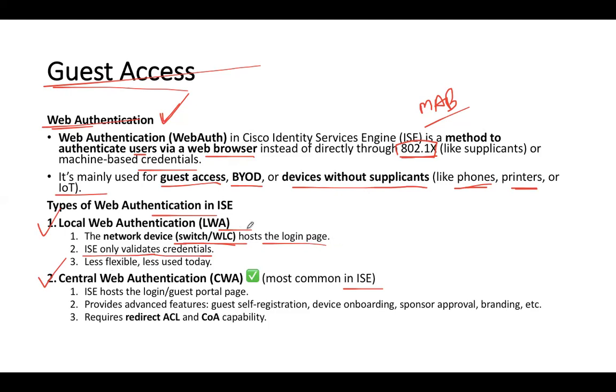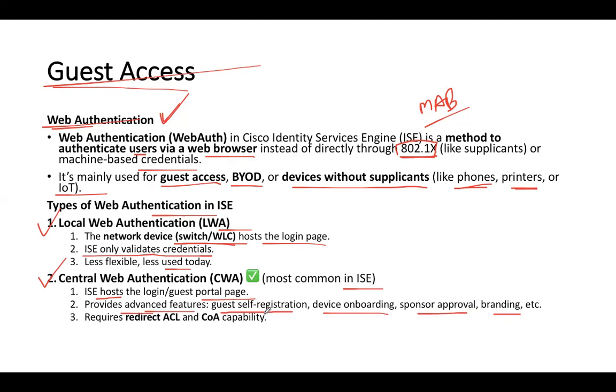ISE only validates credentials, while the NAD device hosts the login page. It is less flexible and less used today because it is for small networks. Maybe you can still use it, but when you already have ISE, you can have central web authentication itself. In central web authentication, ISE hosts the login or guest portal page for the guest, and provides advanced features like guest self-registration, device onboarding, sponsor approval, and branding. We'll talk about what they actually are.